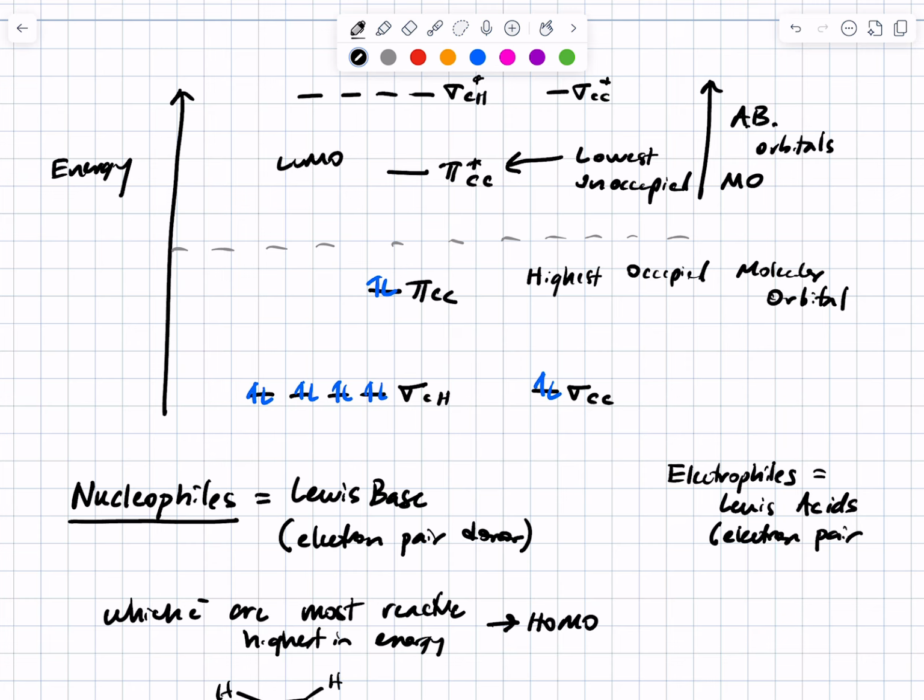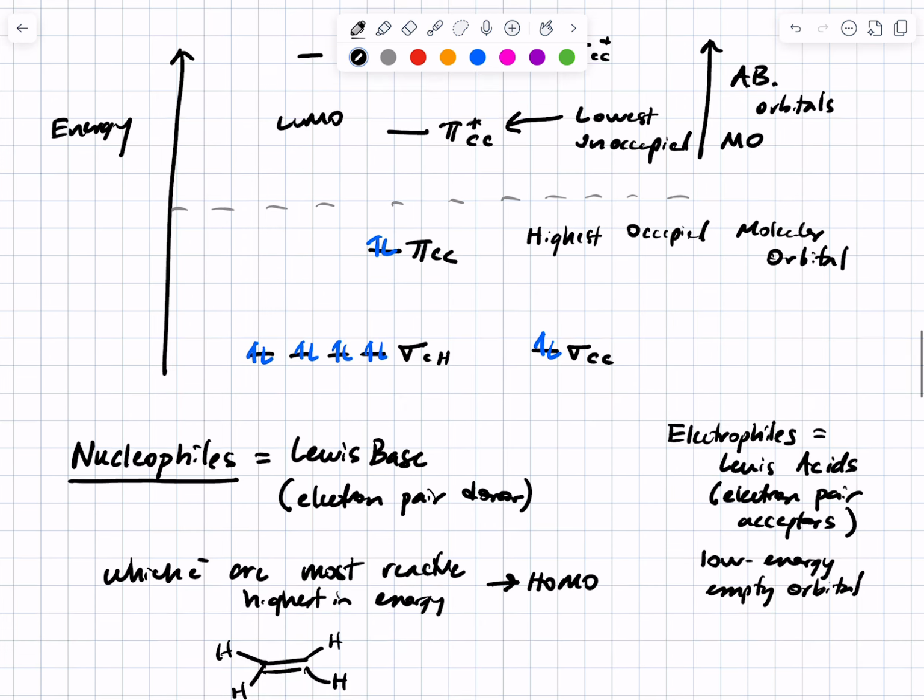Now that doesn't mean that somebody's tossing electrons at the electrophile. That means they have a low energy empty orbital that could accept a pair of electrons and make a new bond. Okay? So for electrophiles, we're going to care about the LUMO. So identifying HOMO and LUMO is important.